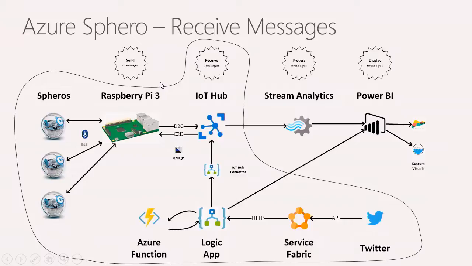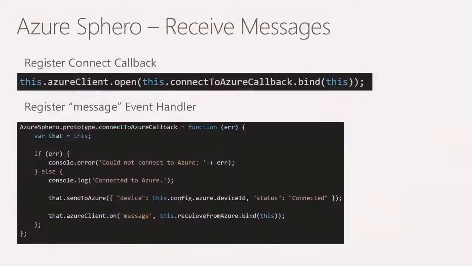All right. Okay, so we talked about sending data to Azure. Let's talk about receiving events back. We're going to first take a look at what we need to do on the Raspberry Pi to actually receive that event from Twitter. So you see you go from Twitter, Service Fabric, Logic Apps to IoT Hub, Raspberry Pi. We're going to talk about the Pi first.